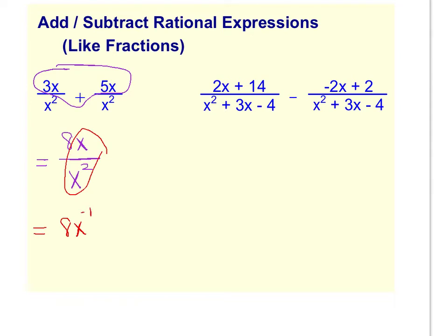Well, now there's that negative exponent, which has to move down to the bottom to be positive, so the 8 stays where it's at over x to the positive 1 power. And that's our final answer.